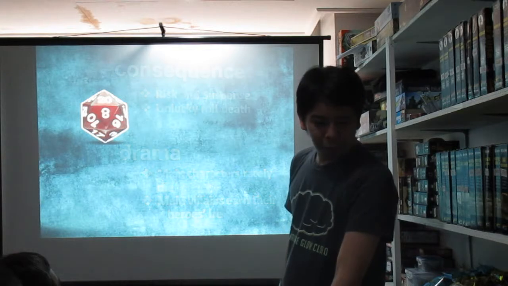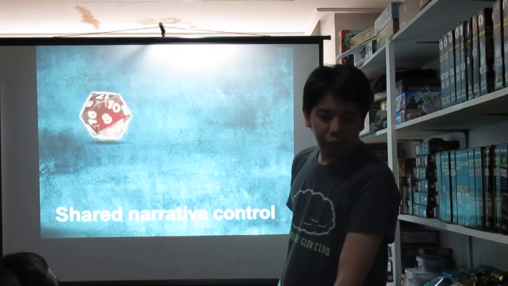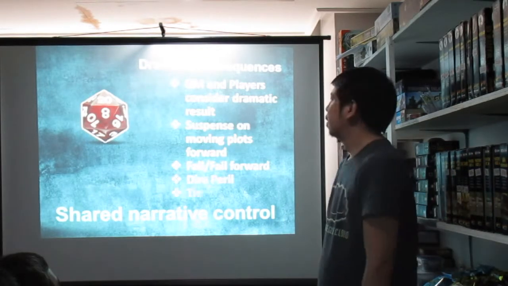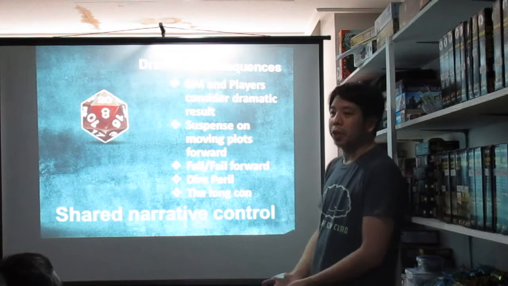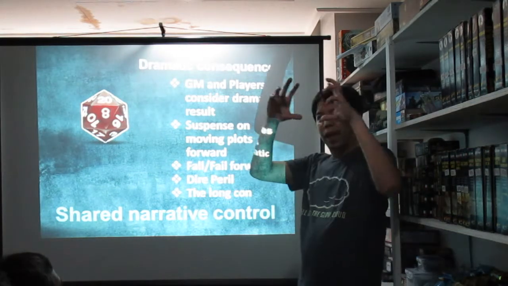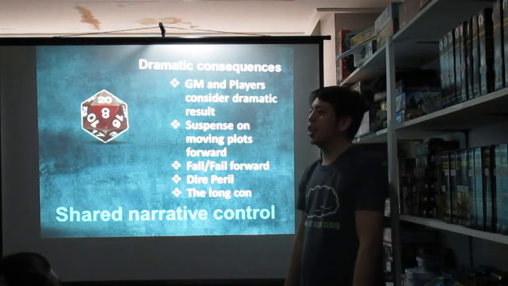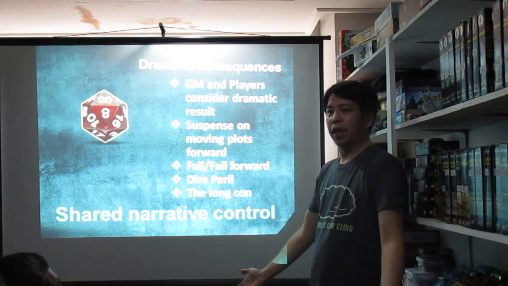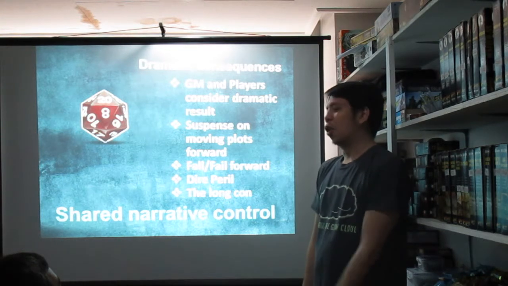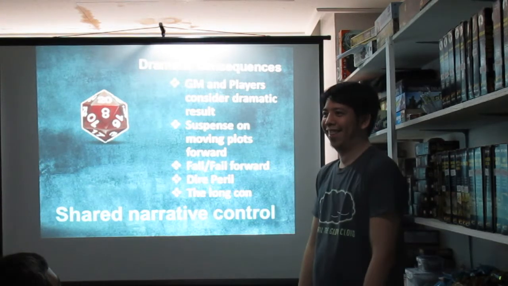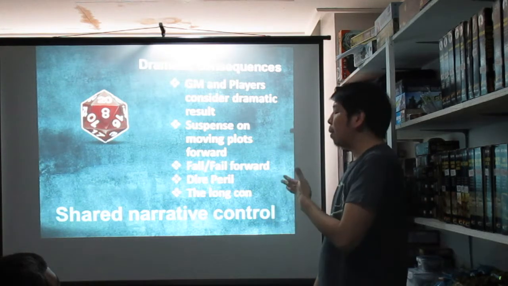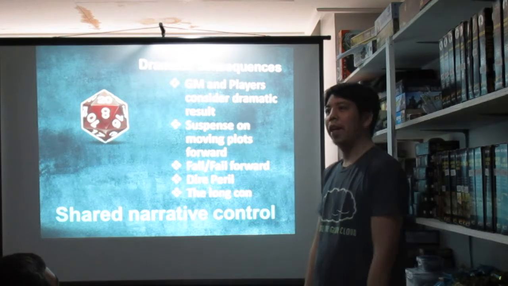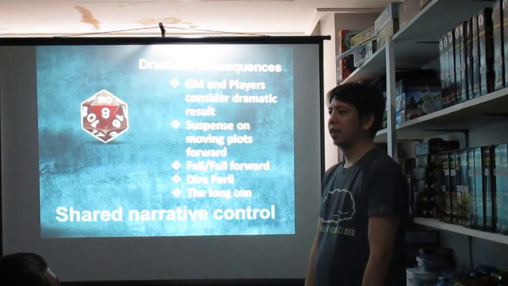So how do we combine the two? In shared narrative control, we have dramatic consequence. Here, the GM and the players consider the dramatic results. They have the final scene on the bridgeway, lightning flashes, the hero hits, the villain loses his sword, the villain's helpless. Normal game, player, ay patayin mo na. And then bahala na sa roll. Maybe the GM and the player can decide on how the villain escapes and make it even dramatically more appropriate.